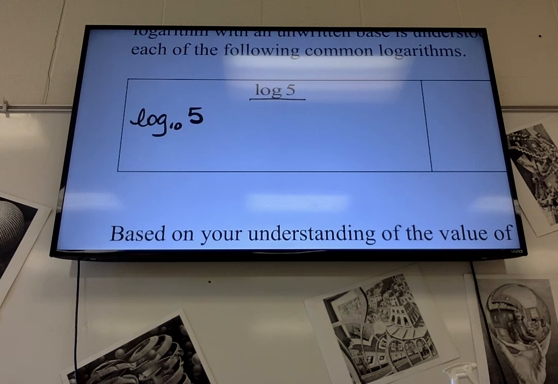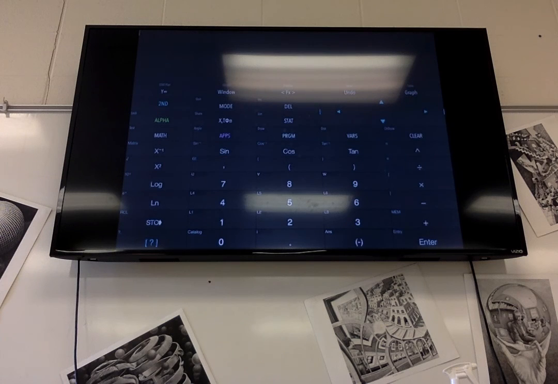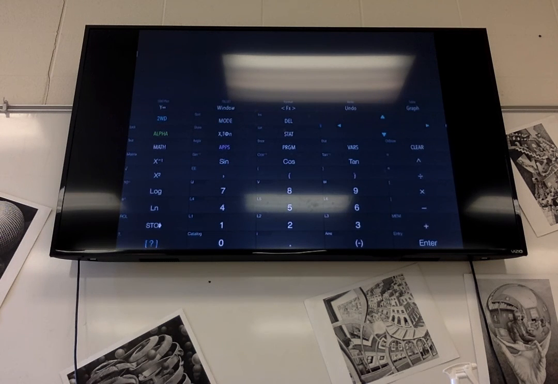And we need 3 decimals always. So your calculator and my calculator, this part of it, it looks like. Log is right next to the 7 button. Log 5. You can close the parentheses or not. That'll work either way. And 3 decimals, it'd be 0.699. Round up. Everybody get that on your calculator?